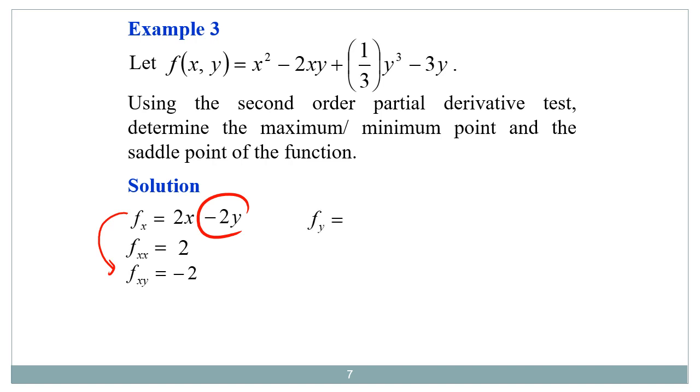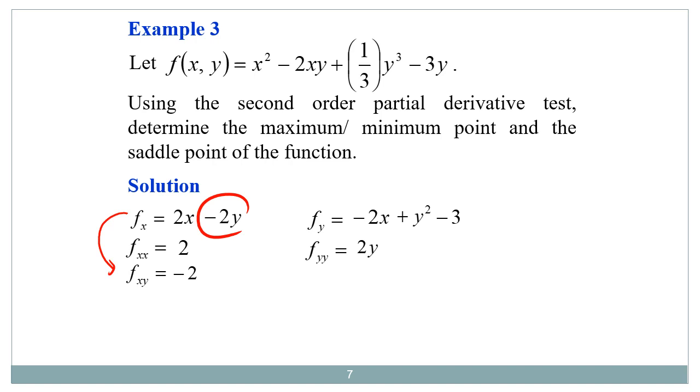And then f sub y. So f sub y we get negative 2x plus y squared, and then minus 3. So for this, we can also find f sub yy, which is equal to 2y.